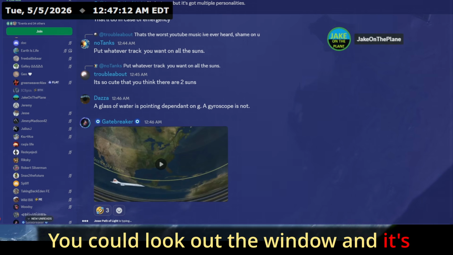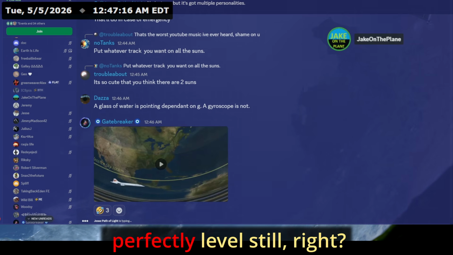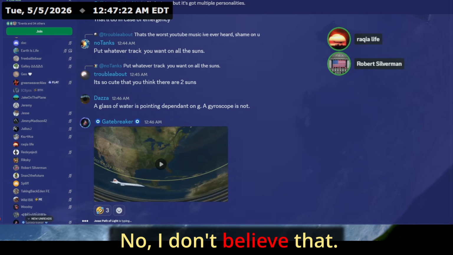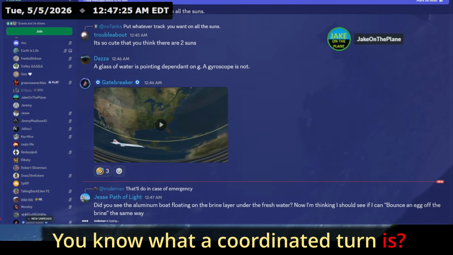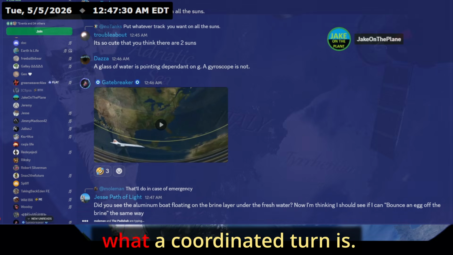You could look out the window and you look very wing-down on one side, but your glass is perfectly level still, right? Glass is perfectly level during a turn? No, I don't believe that. You know what a coordinated turn is? You're telling me that you have a friend that's a pilot, you've been in planes, and you don't know what a coordinated turn is?